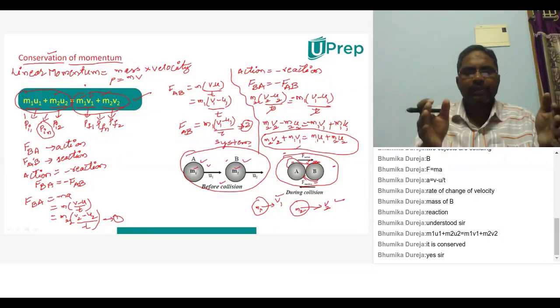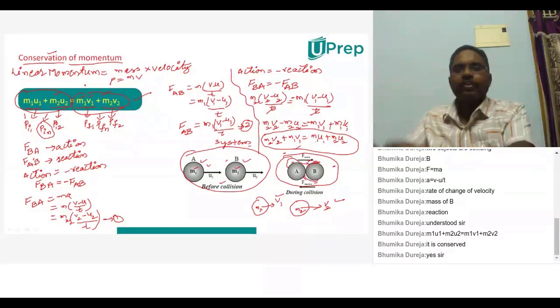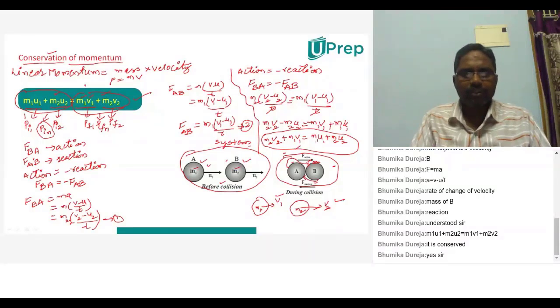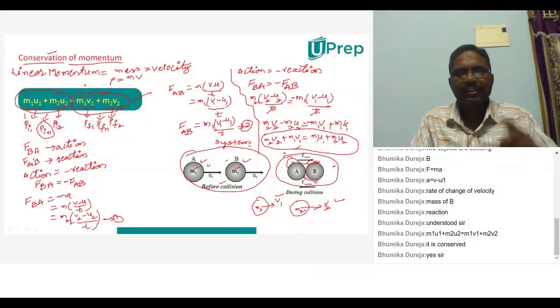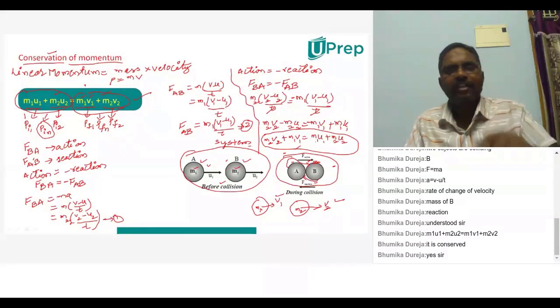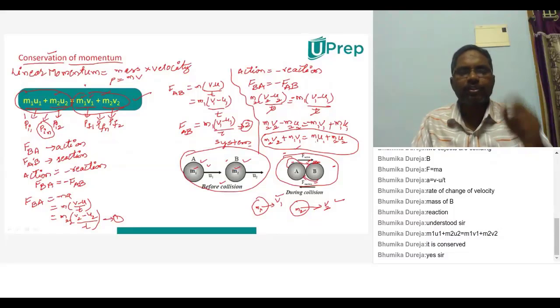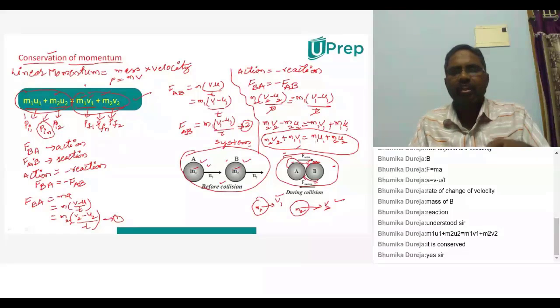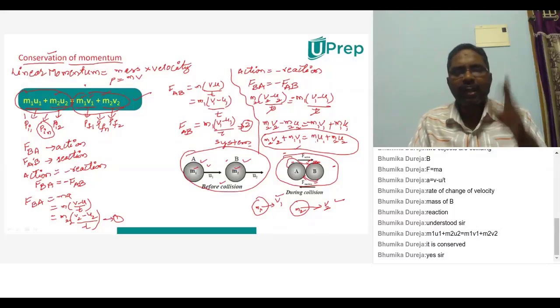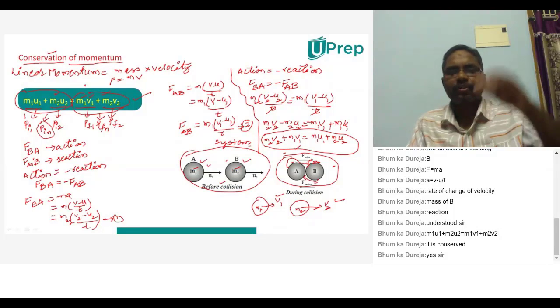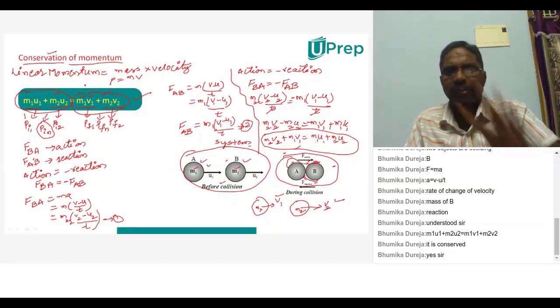So initial momentum of a system will always be equal to the final momentum of the system. So this is about conservation of linear momentum, and this is generally an application of Newton's third law. And how did we prove it? We proved it by using only Newton's third law, where action is equal to minus reaction. Based on that only, we derived it.